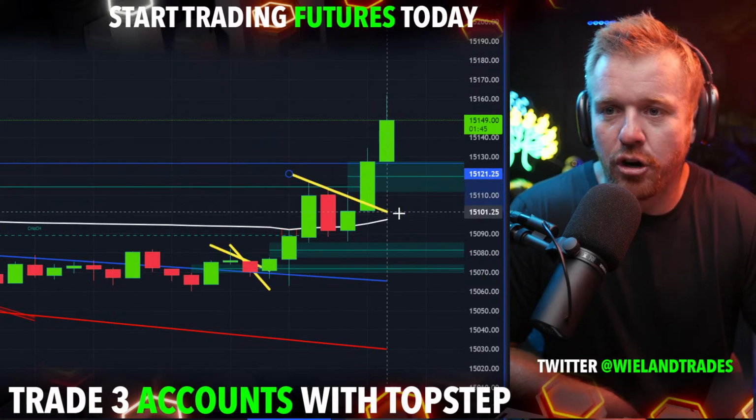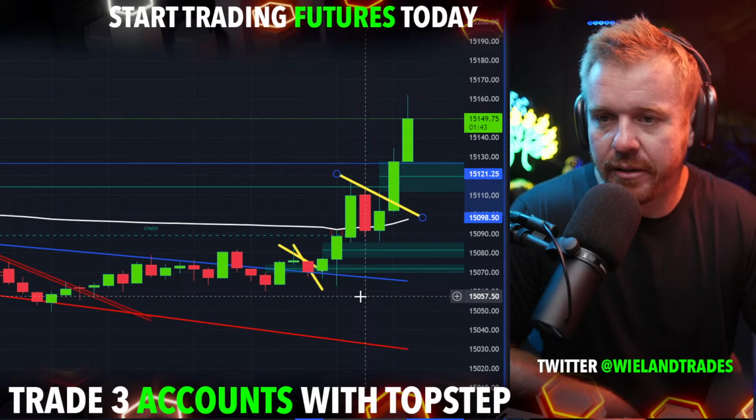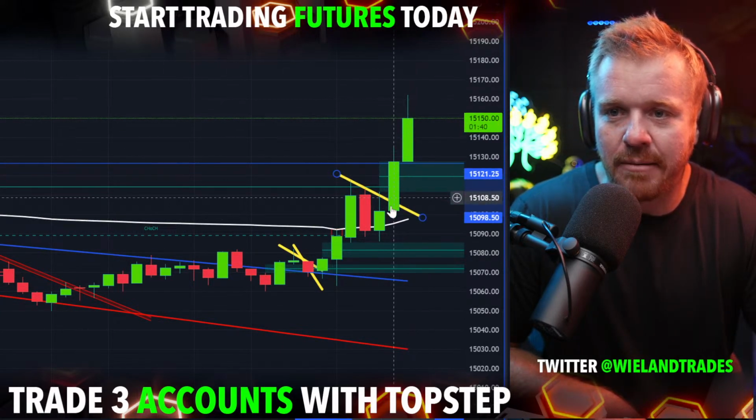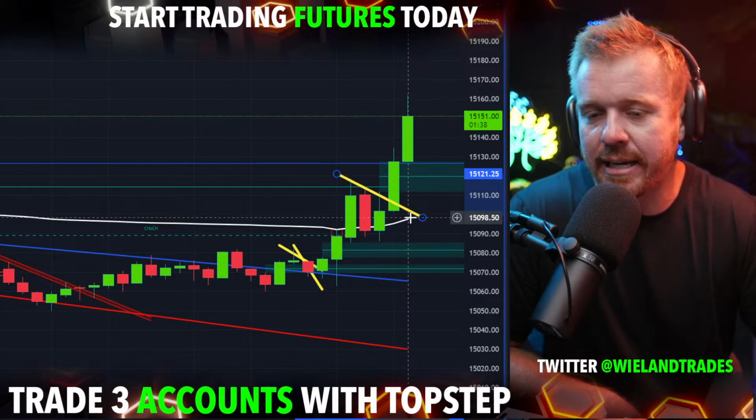The setup was there on the 3-minute chart as well. Bam. Draw your yellow line. Take the money, money, money. Look at that. From the 103s up there to the 60s.